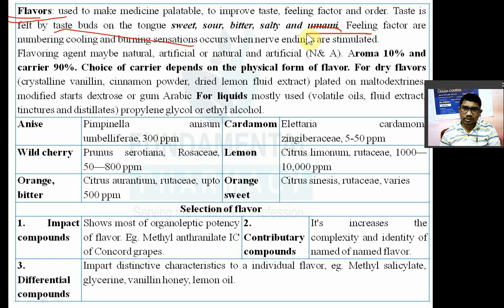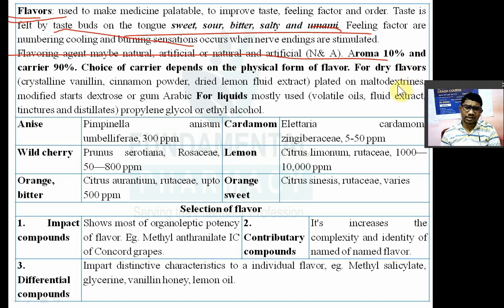You will get these kinds of taste: sweet, sour, bitter, salty and umami. Feeling factor is nothing but the numbness, then cooling, burning; these are the sensations. What do you feel on the tongue where the taste buds are? Numbness, cooling or burning. These sensations are converted into different tastes, sweet, sour, bitter. They occur when nerve endings are stimulated.